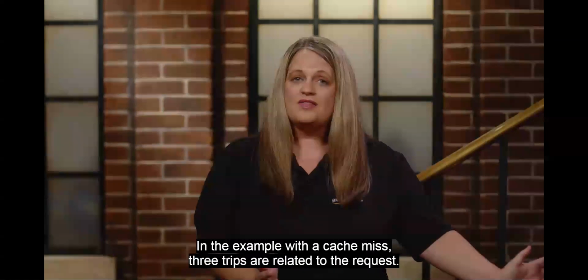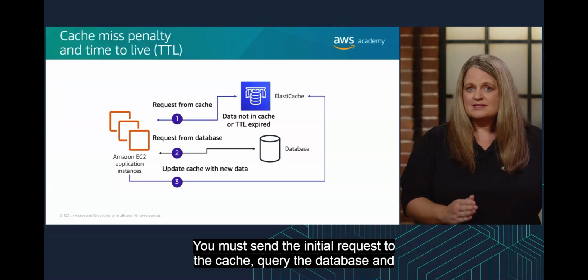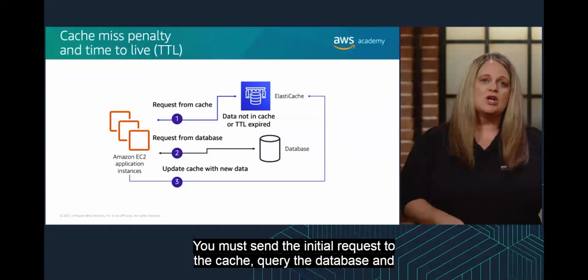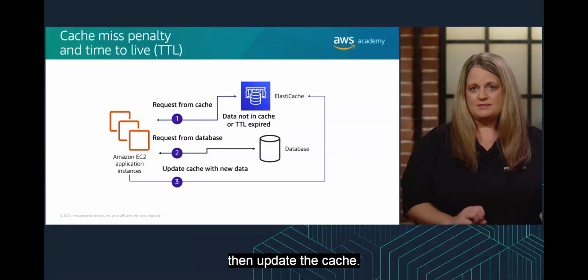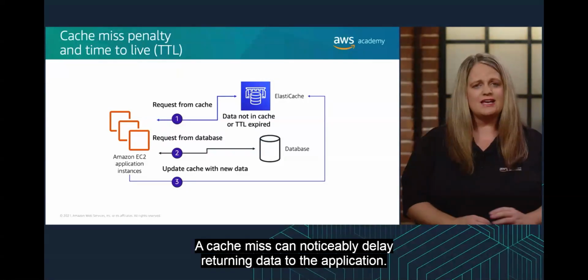In the example with a cache miss, 3 trips are related to the request. You must send the initial request to the cache, query the database, and then update the cache. A cache miss can noticeably delay returning data to the application.